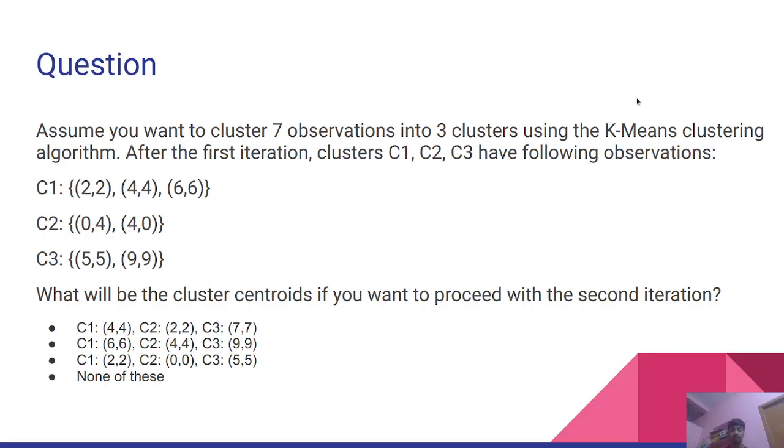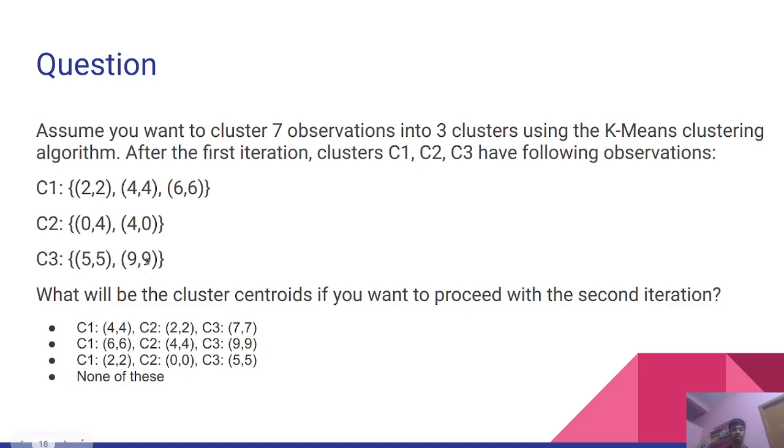So to find the centroids, you have to take just the average. 2 plus 4 plus 6 is 12, divided by 3 is 4. Same for this also, 2 plus 4 plus 6 divided by 3 is 4. So only this one is correct. Okay, so we also have none of this.